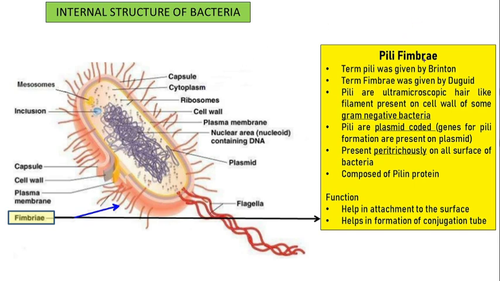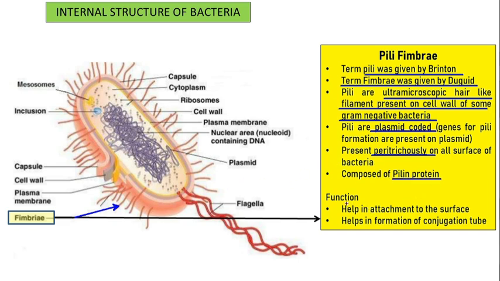So let us see what is pili-fimbriae. The word pili was given by Brinton. The term fimbriae was given by Duguid, and pili are microscopic, filament-like structures present on the cell wall of some gram-negative bacteria. These pili are plasmid coded, that means the gene is coded by the plasmid, and they are present peritrichously, that means all over the surface of bacteria you will find pili-fimbriae, and they are composed of pilin protein. Now these help in the attachment to the surface and they also help in the formation of the conjugation tube. So pili-fimbriae, they are very important.